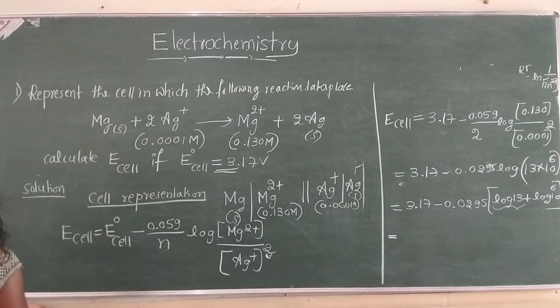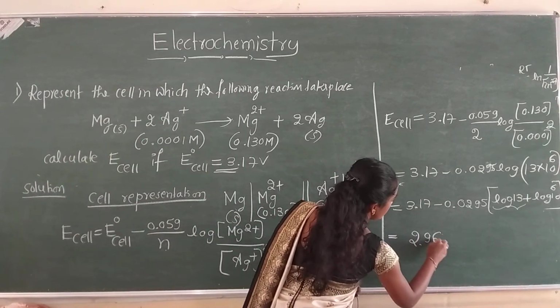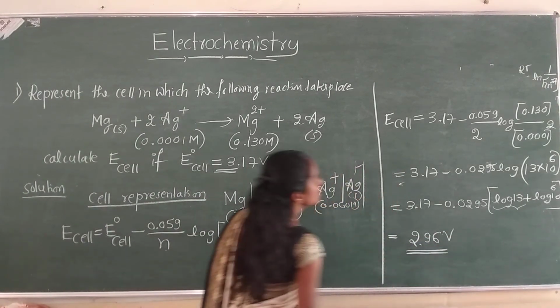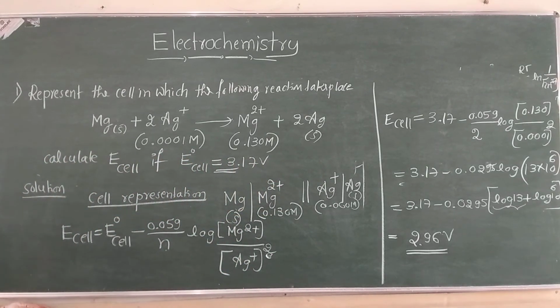So directly I will write the answer. Here the answer of this question is 2.96 volt. This is the cell potential. Okay. So, a very important problem. It will be asked for 3 marks in the final exam. Very important.